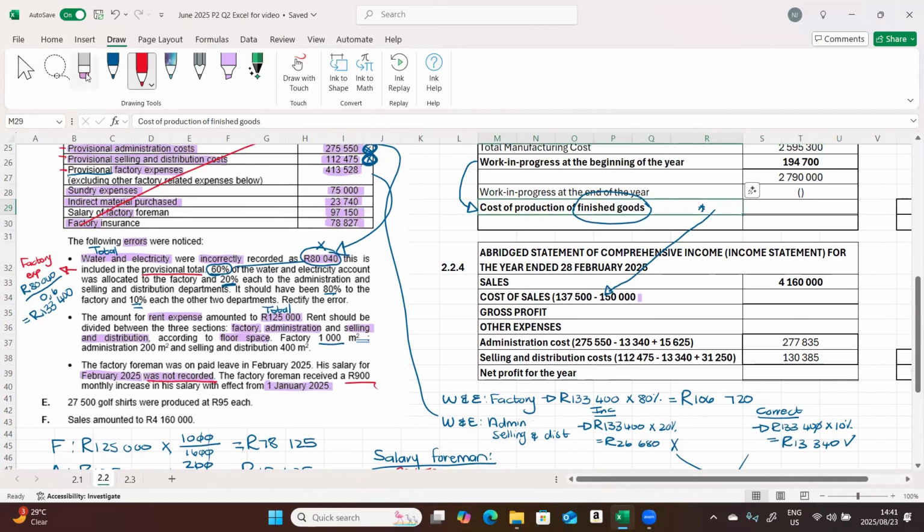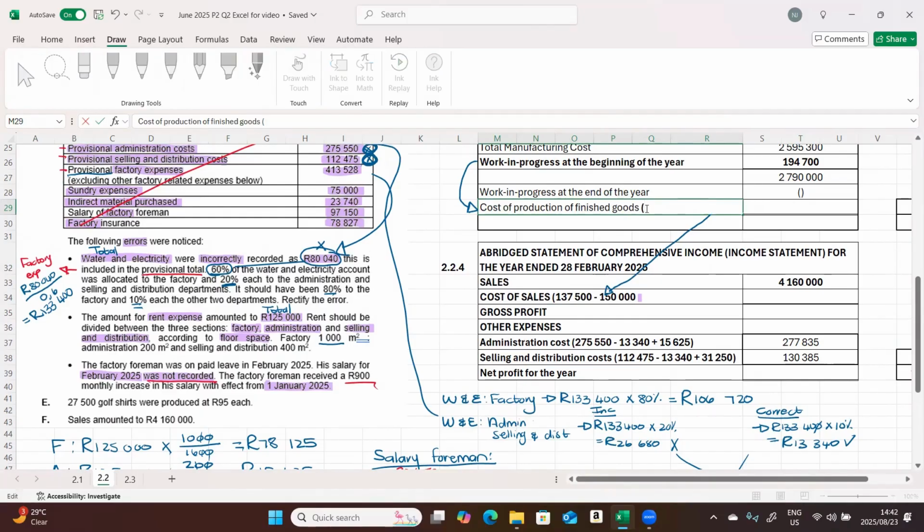Okay, so let's just erase what we had done over here because we need space to do the calculation. Okay, cost of production of finished goods. Can you see? So many golf shirts were produced, finished, right? At 95 Rand each. So this was our cost of production of finished goods. So there they give us our calculation to calculate this total over here.